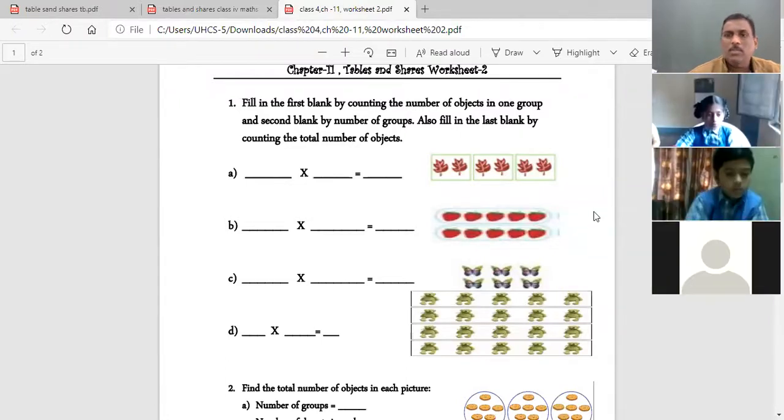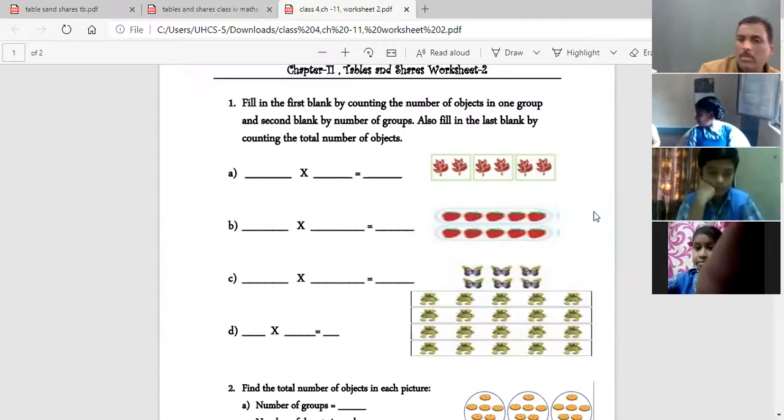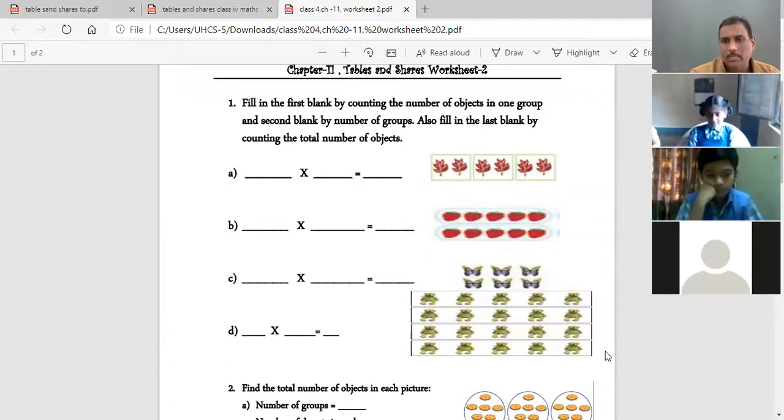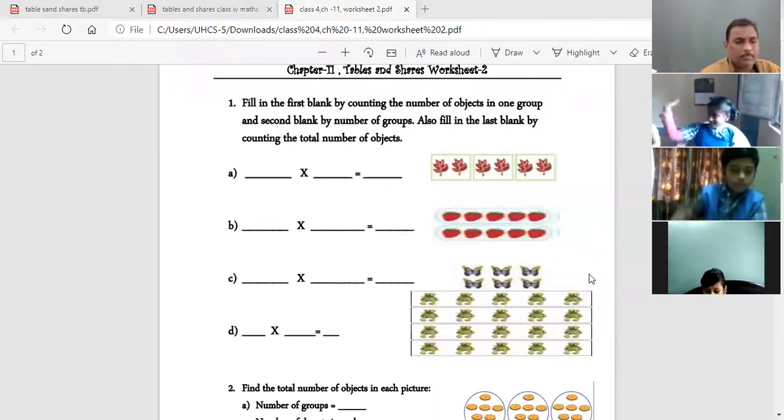Last class we discussed these tables and shades, multiplications, counting, everything in detail. The remaining topic we are going to complete today. What are we going to learn today?